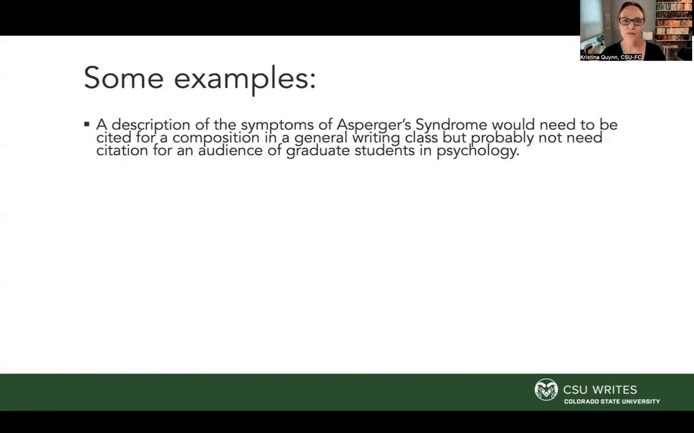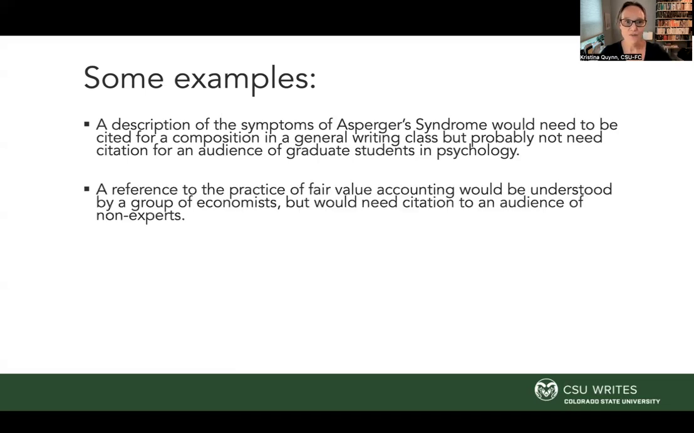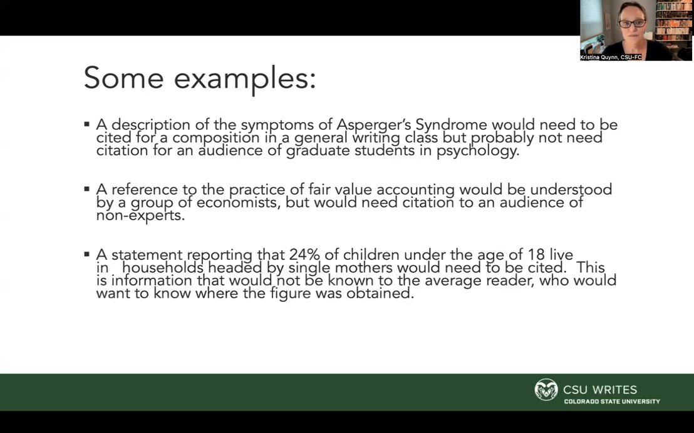And I'm going to move through this pretty quickly, but thinking about Asperger's syndrome, you might need to cite it and define it if you are in a lower level undergraduate course. But if you are a graduate student in psychology or publishing, you're not going to have to give out and cite where you got the symptoms for Asperger's syndrome. Or fair value accounting, right? It will be understood by a group of economists, but would need citation by non-experts.